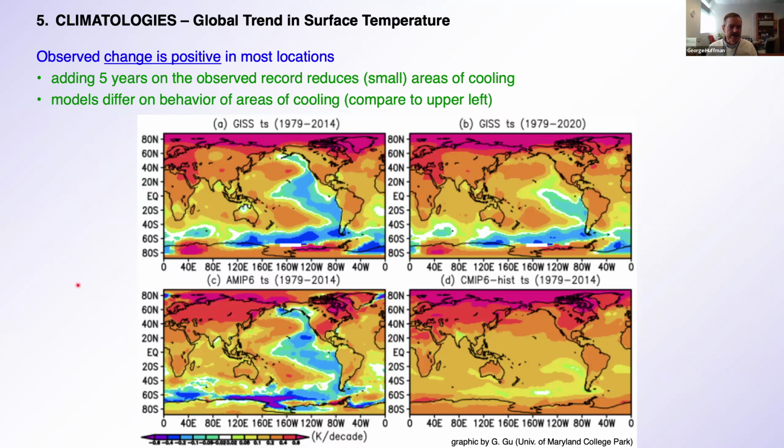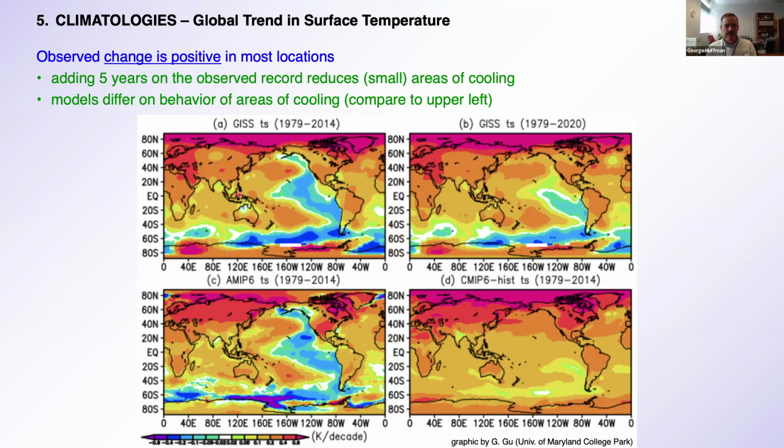Sticking with climatology, I will point out this is not what we do. This is from GISS and the AMIP in the lower left, CMIP in the lower right. These are the temperature trends over 1979 to various times. The longest period here in the upper right, a consistent time period with the AMIP and CMIP is in the upper left. What you see is that pretty much every place, the temperature trend is positive.